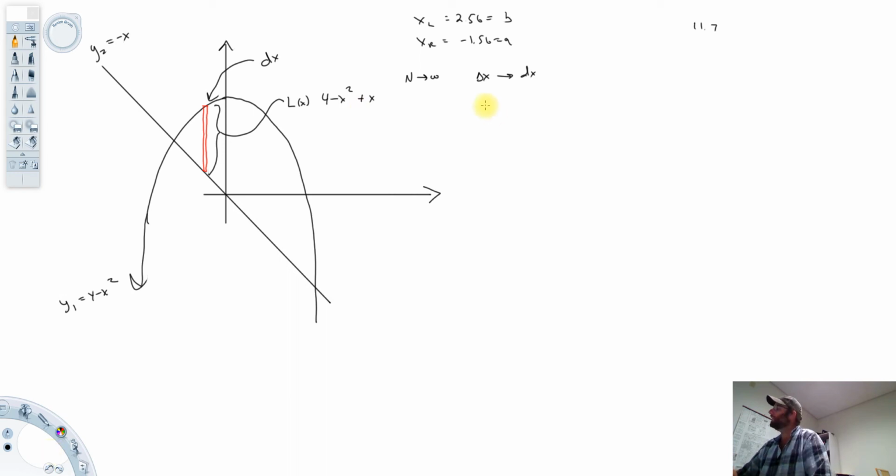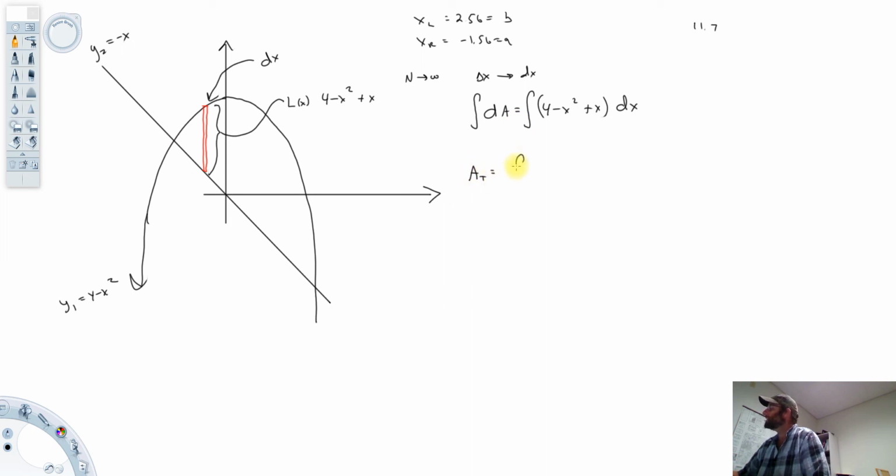All right, so now I'm going to write a little formula here for the area of that rectangle, dA. It's a differential area because that rectangle is infinitely thin. And that's going to equal the length of the rectangle, 4 minus x squared plus x, times its width, dx. So again, this is length times width, area of a rectangle. Now what we want to do is sum those all up. So in the language of integration, we're summing up all the dA's. When you sum up all the dA's, you get the total area.